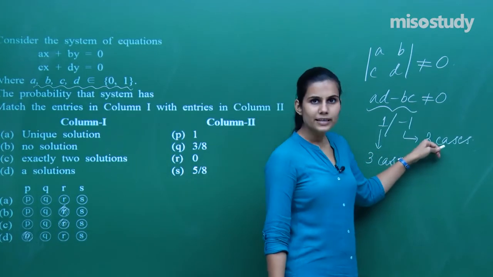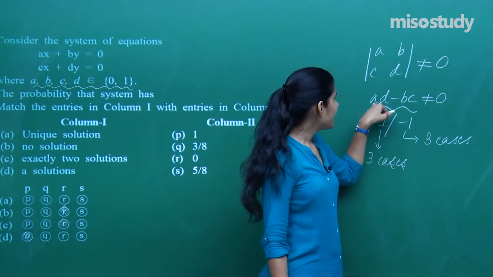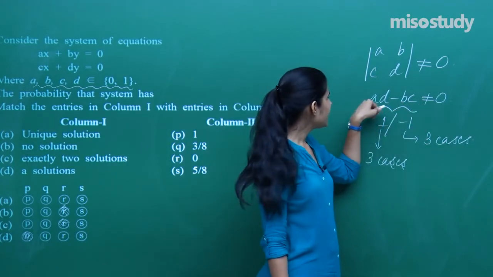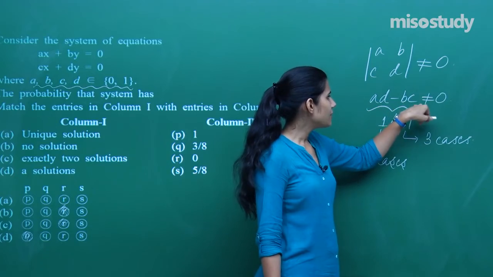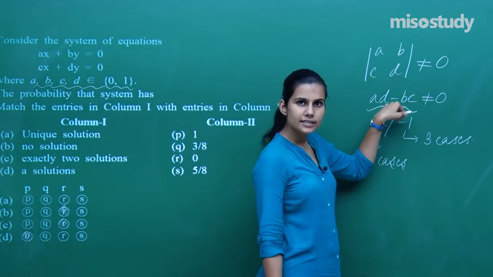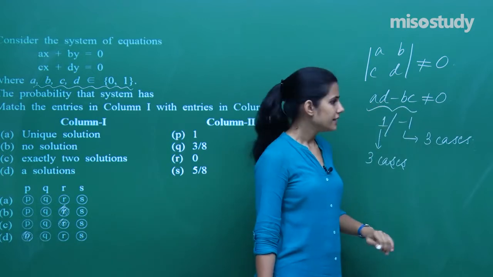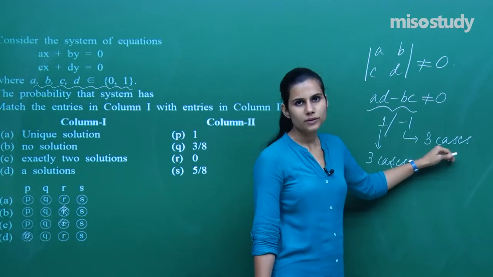And when are you going to get minus 1? When B is 1, C is 1, A is 0, D is 0. When B is 1, C is 1, A is 1, D is 0. And when B is 1, C is 1, A is 0, D is 1. These are 3 cases which are going to give you minus 1 as the determinant.